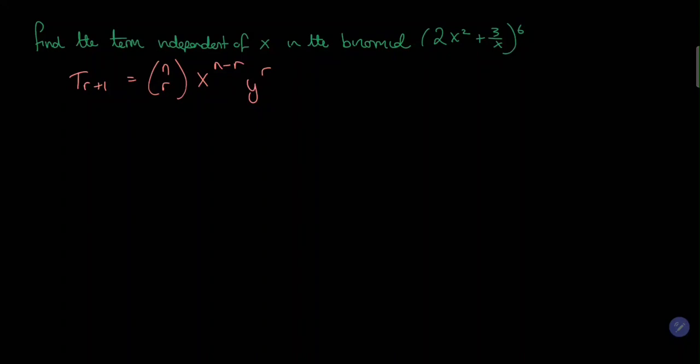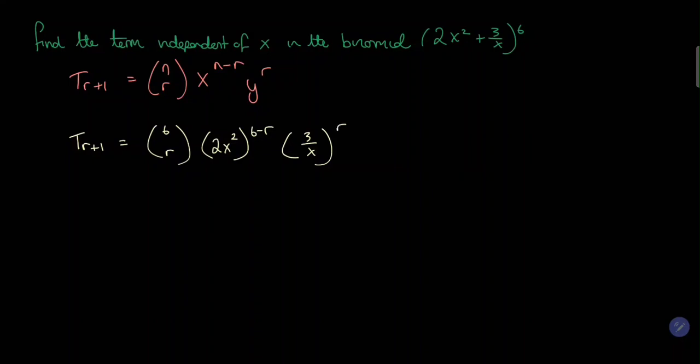So we need to fill in as much as we can about this formula. n we know is 6. We don't know r. x is the first term again, remember? Don't be tempted to just write in x is the first term. It's 2x squared to the power of 6 minus r. And y is the second term, 3 over x to the power of r, which we don't know.